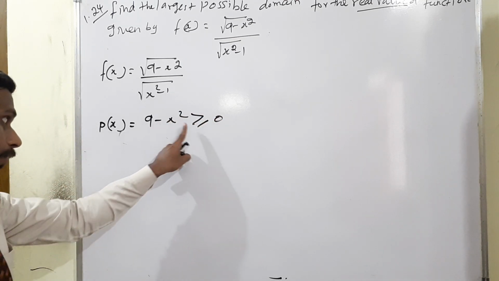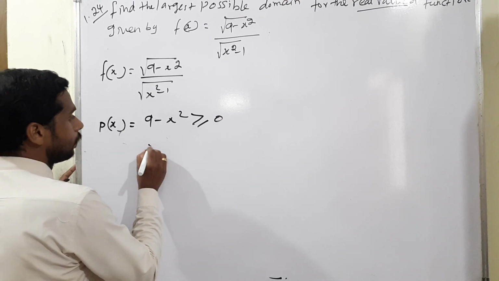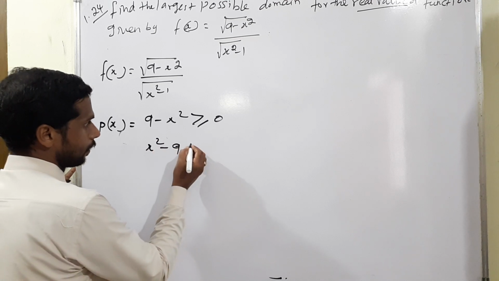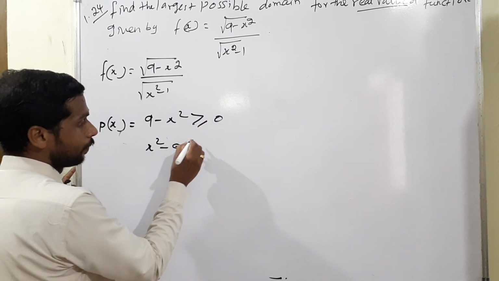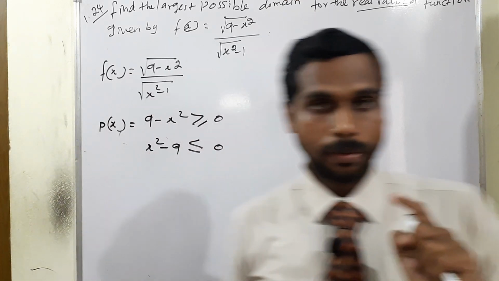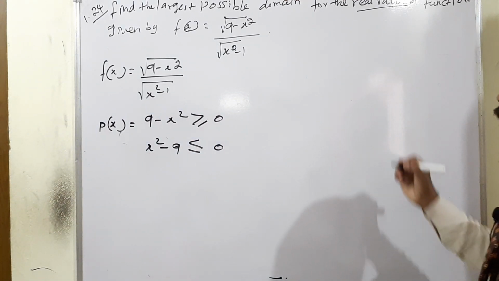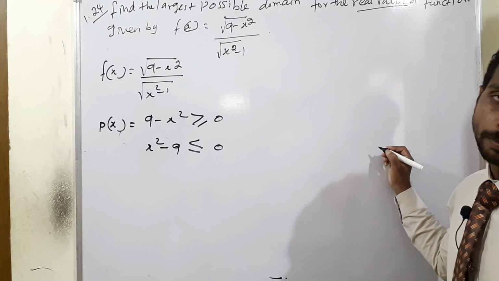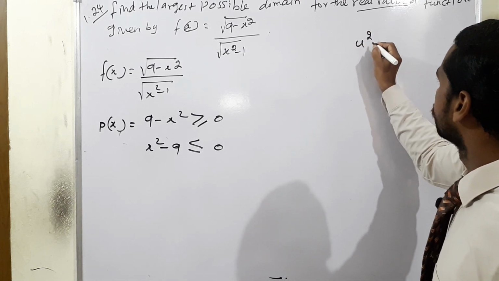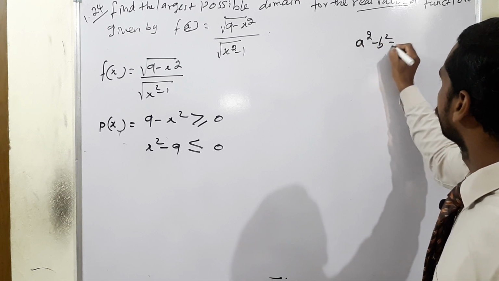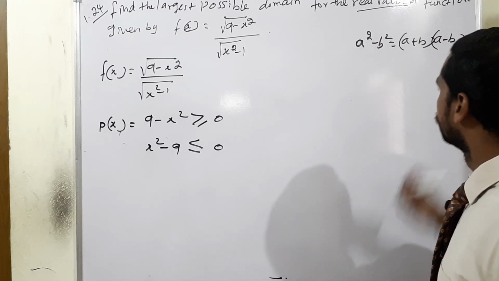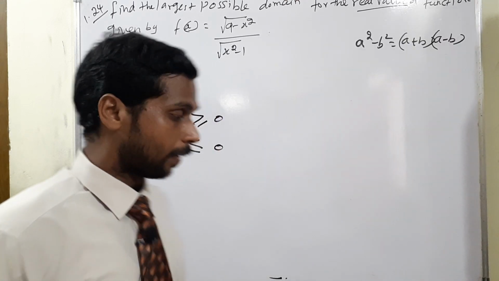If you interchange the sign, what will happen? Minus x square converts to plus x square, and 9 becomes minus 9. Therefore the inequality symbol also converts to less than or equal to 0. We already know the 9th standard formula: a square minus b square equals a plus b into a minus b, isn't it?